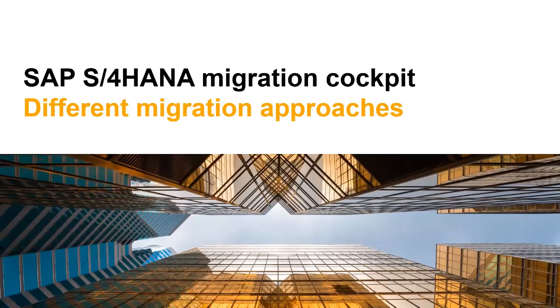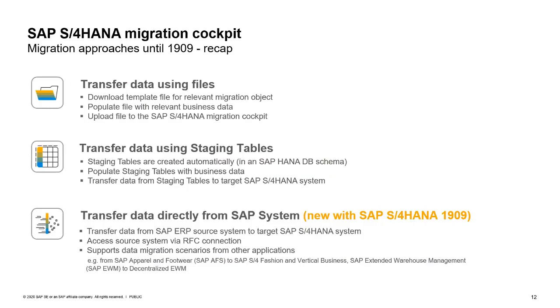Different migration approaches in the scope of SAP S4HANA Migration Cockpit. Up to and including the 1909 release, we had three migration approaches available. Transfer data using files, where you download a template file for the relevant migration object, you populate the file with the business data, and you upload it back to SAP S4HANA Migration Cockpit. Transfer data using staging tables, where the staging tables are created automatically, and you populate the staging tables with the business data, and then transfer data from staging tables to the target SAP S4HANA system.